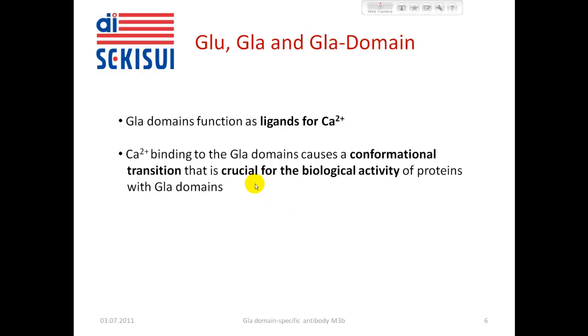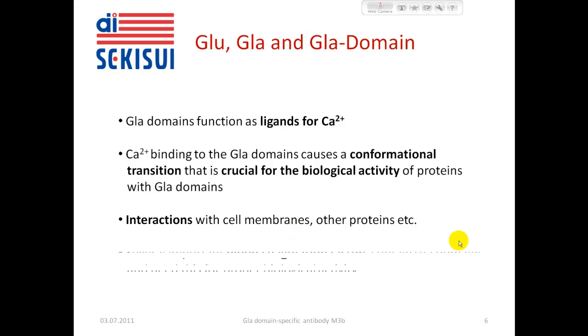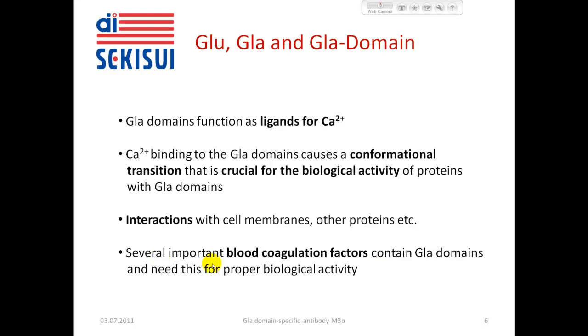And calcium binding to the Gla domains causes a conformational transition that is crucial for the biological activity of proteins with Gla domains. And these biological activities dependent on this conformational transition induced by calcium are mostly interactions with cell membranes or interactions with other proteins. And of course, several important blood coagulation factors contain Gla domains and need this for proper biological activity.